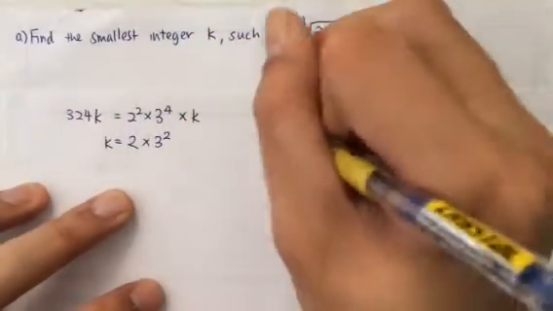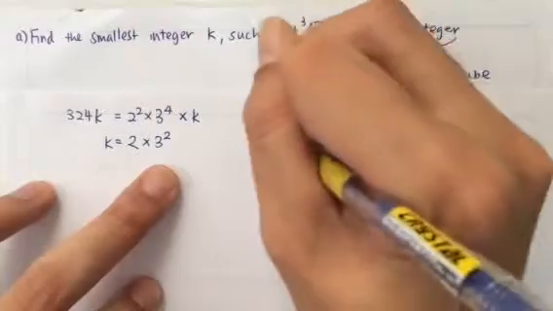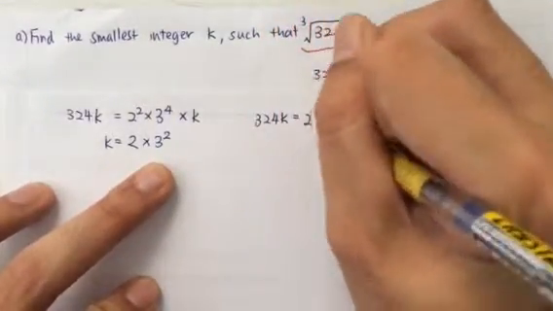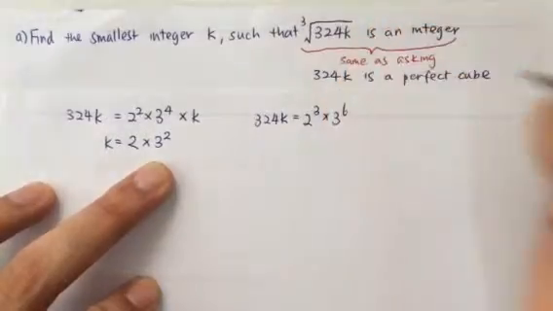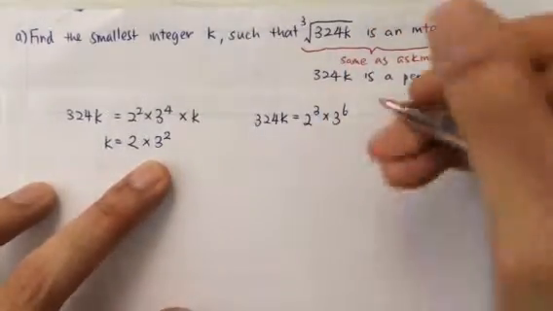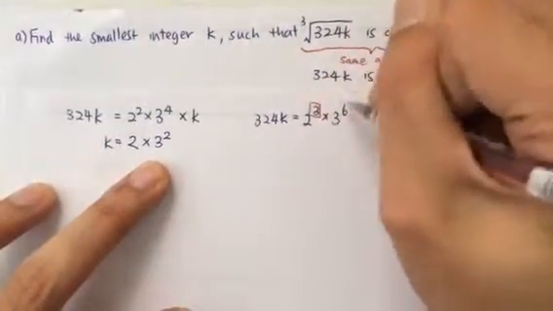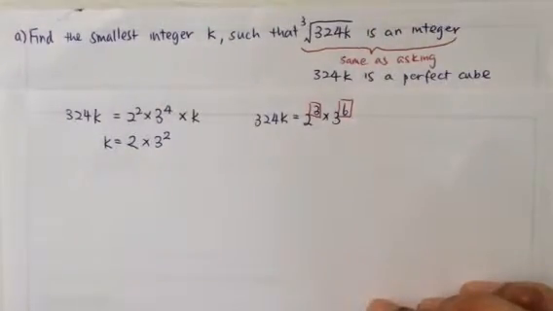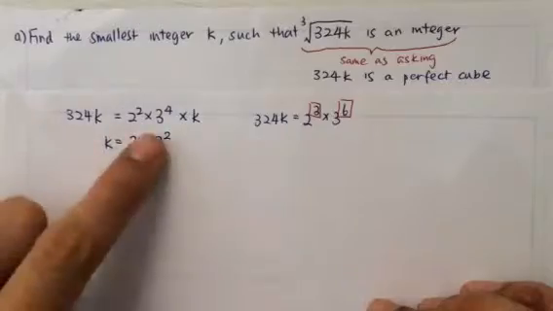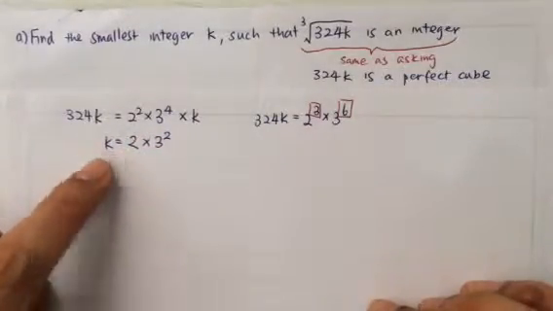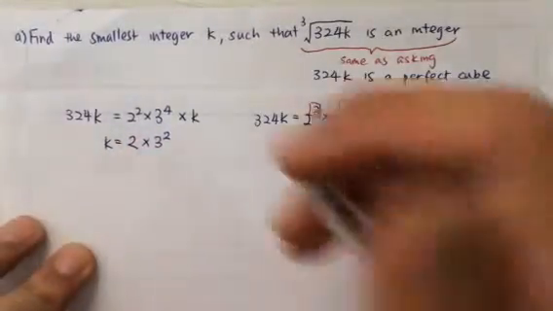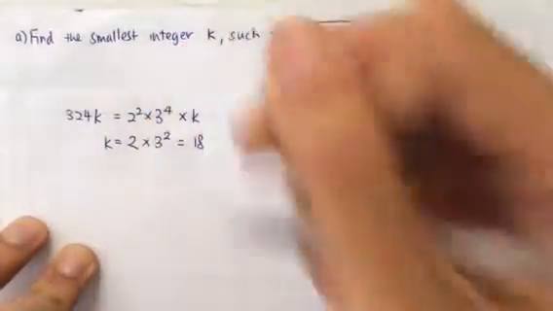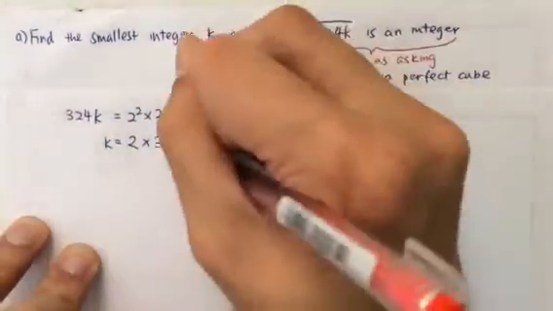You can double check that if k is 2 times 3 squared, 324k will equal 2 to the power of 3 times 3 to the power of 6. Now you can see that all the powers are multiples of 3, therefore it's a perfect cube. And since this is the lowest we can get, k will be the smallest that we can have. So k will give you 18. So the answer for this question will be 18.